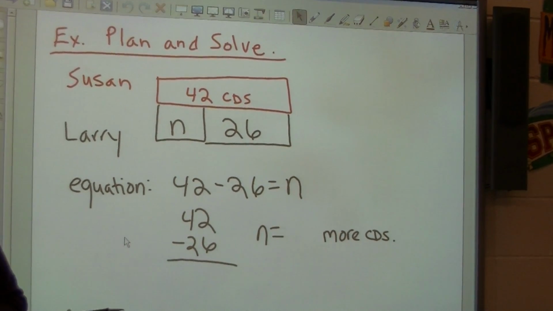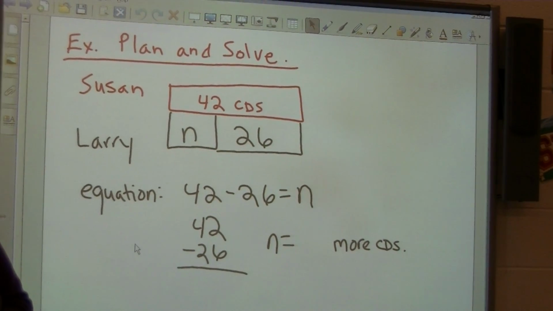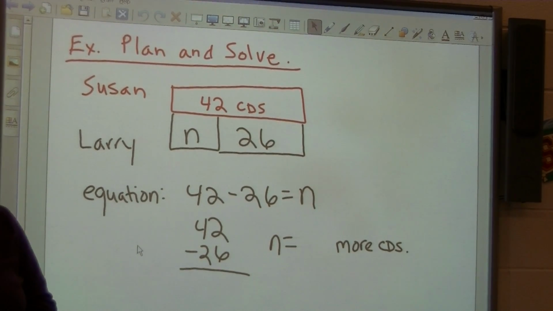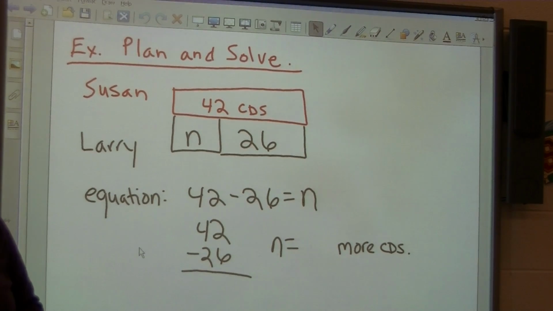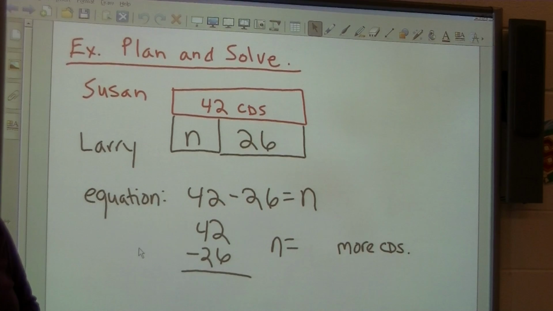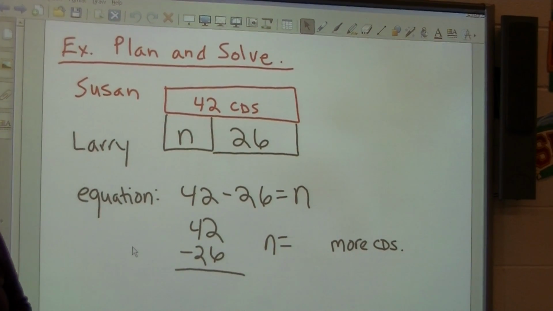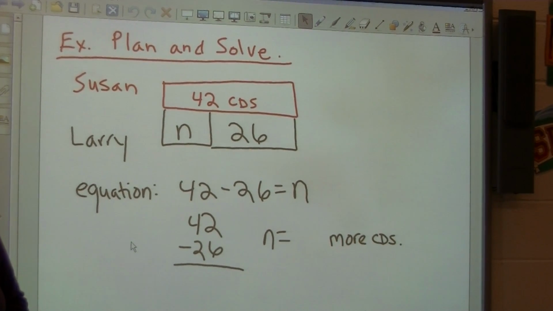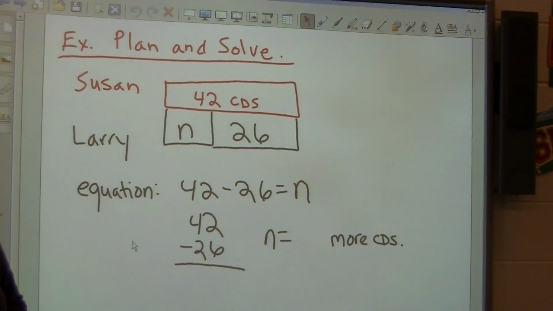Then they ask, what am I asked to find? The difference between the number of CDs from these 2 collections. We want to know how many more does Susan have than Larry. So that's the difference. What does that difference mean? What does that word mean again, 5th grade? Yes, difference means we need to what? Subtract. Good job. So now go all the way to your right now. Follow that orange arrow where it says plan and solve. First thing up there, it says to draw a what? A picture. Good. That picture shows you having Susan having 42 CDs.